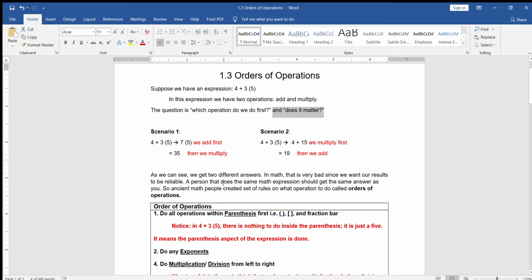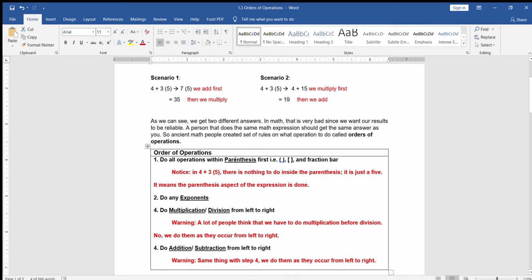So what do we do? Well, back then, ancient math people created a set of rules that we now call the order of operations. So what is the order of operations? Well, there are 4 steps. The first step is to do all the operations within the parentheses.